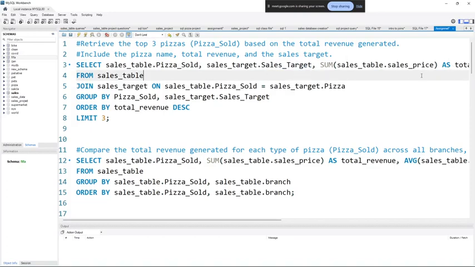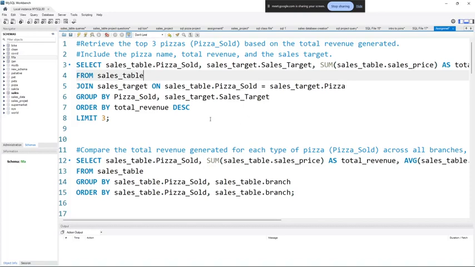Where am I picking from? I'm picking from two tables, right? I'm picking from the sales table and the sales target table. Those are the two tables that I'm referencing here. So sales table join sales target table. On what? Two columns must be common in the two tables. The sales table pizza sold is the same as the sales target pizza. I know we know all of those.